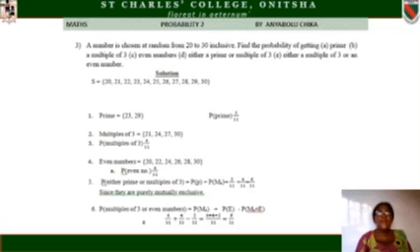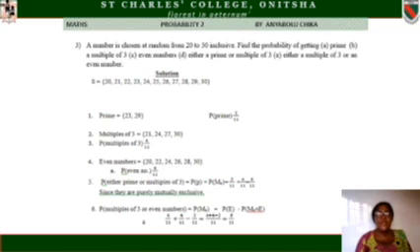Solutions. The sample space equals the set of 20, 21, 22, 23, 24, 25, 26, 27, 28, 29, 30. A, prime numbers from the sample space are 23 and 29. Then the probability of getting a prime is 2 over 11. B, multiples of 3 equal 21, 24, 27, and 30. Then the probability of a multiple of 3 equals 4 over 11.